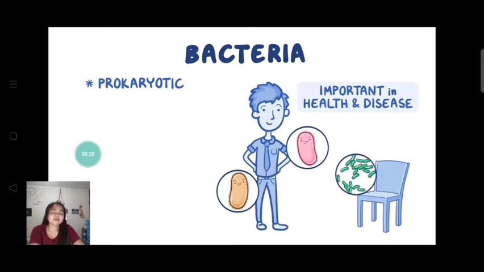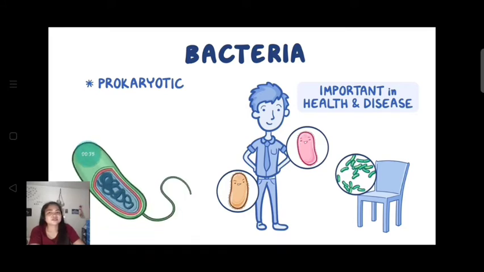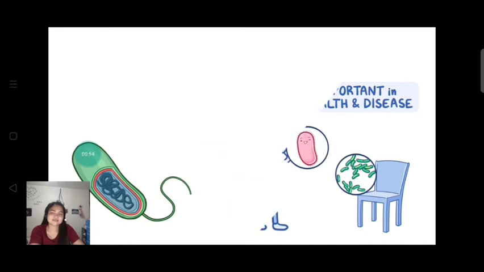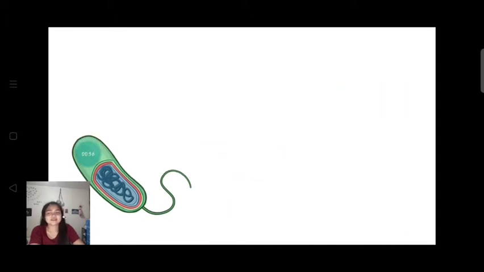When compared to eukaryotic cells, the structure of bacteria is less complex due to the lack of a nucleus and membrane-bound organelles such as mitochondria, endoplasmic reticulum, and Golgi complexes. Bacterial cells are often surrounded by several layers which are collectively called the cell envelope.